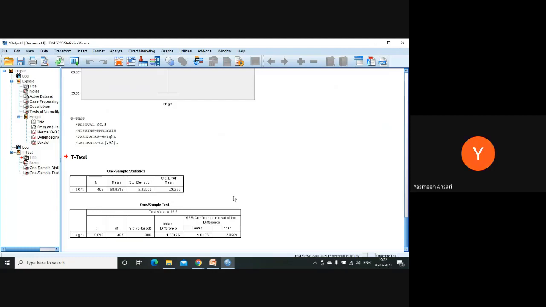Sir, it's 1.53176. And what is our mean height from the sample? Sir, I forgot the number. It was 66.5. No, that's our population mean. What is our sample mean? Because this mean difference is coming from two means, na? Yes, there is another mean also. What is the value of that mean? 68.0318.